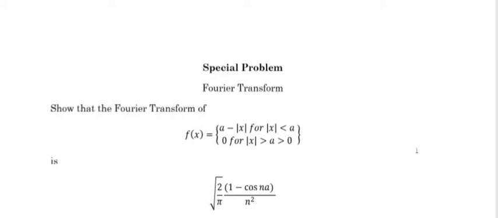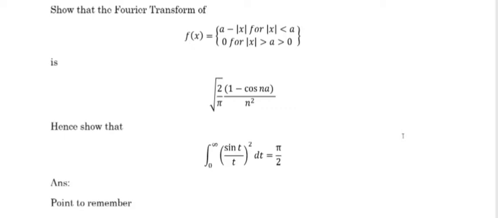Welcome all to the discussion on a special problem on Fourier transform. The question is, show that the Fourier transform of f of x is equal to a minus modulus x for modulus x less than a, and f of x has a value 0 for modulus x greater than a, where a is greater than 0. The answer to this question is root of 2 by pi, 1 minus cos na by n square.